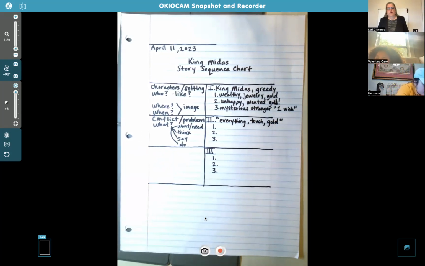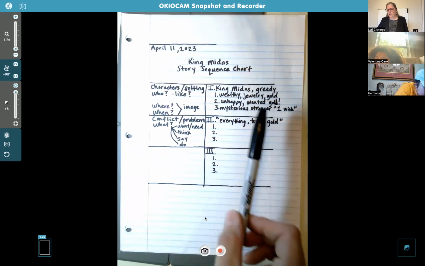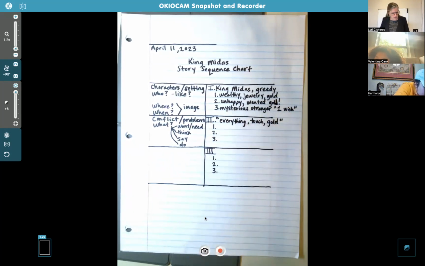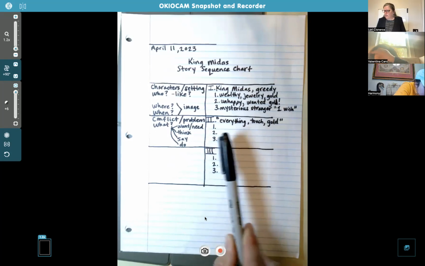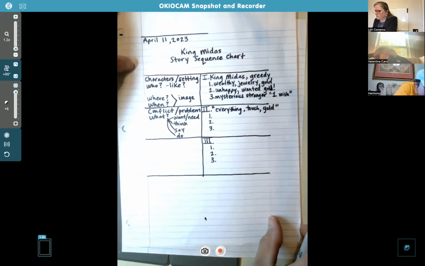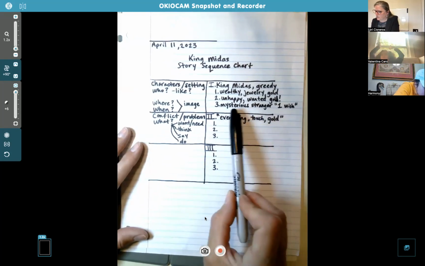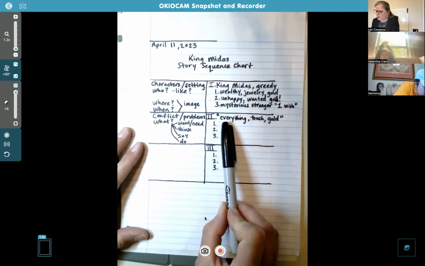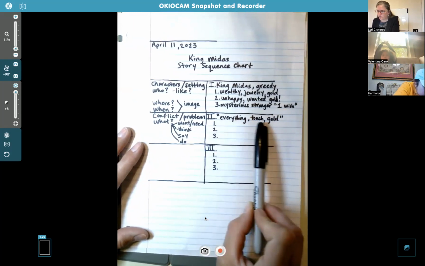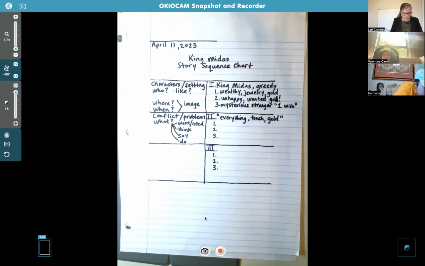Remember, our outline is only 3 words. We can use numbers and symbols and abbreviations if we need to for free. But we want to keep to the same rule that we can only have 3 words per line. So we're getting into like right before this, right? Mysterious stranger, one wish. And then here is where we bring in the wish. This is what he wished for. Everything, touch, gold. All right.